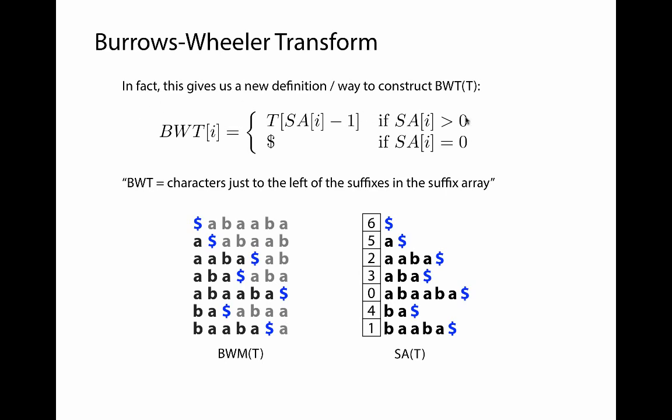And here's a relation that shows you how to construct each element of the BWT vector from elements of the suffix array vector. The only special case is that when we get to the 0th suffix, instead of going to the left, we have to wrap all the way back around to the dollar sign. So if the suffix array at element I is 0, then the Burrows-Wheeler transform at element I is going to be the dollar sign.